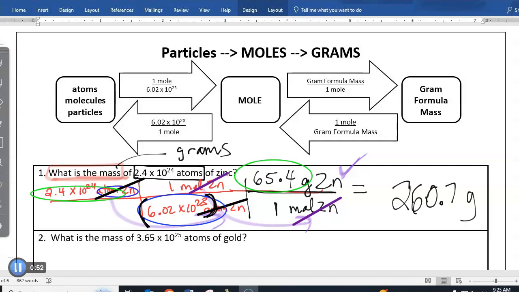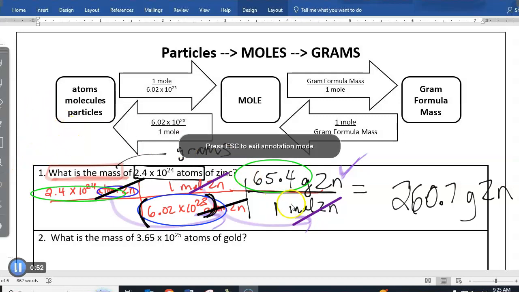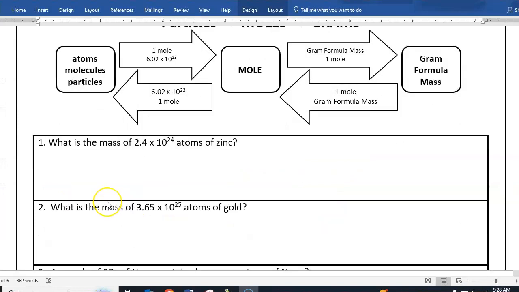260.7 grams, and the unit is grams of zinc, the last unit. Some of you are still struggling with units. Make sure you get those units right, and it should answer the question. See? So that is that first one. Did I do that right? Yeah, that makes sense. That's 4 moles. Yeah, beautiful.